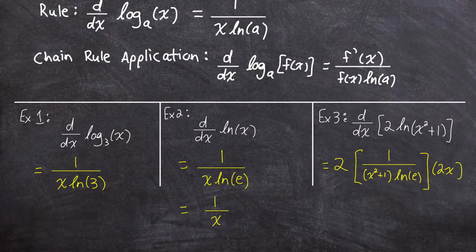And now simplifying my derivative, I have 2 times 1 times 2x, that's 4x. And that's being divided by x squared plus 1 times the natural logarithm of e, which is just 1. So this is being divided by x squared plus 1.